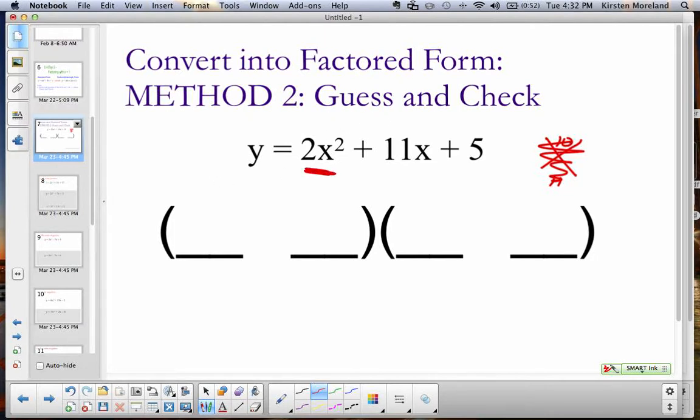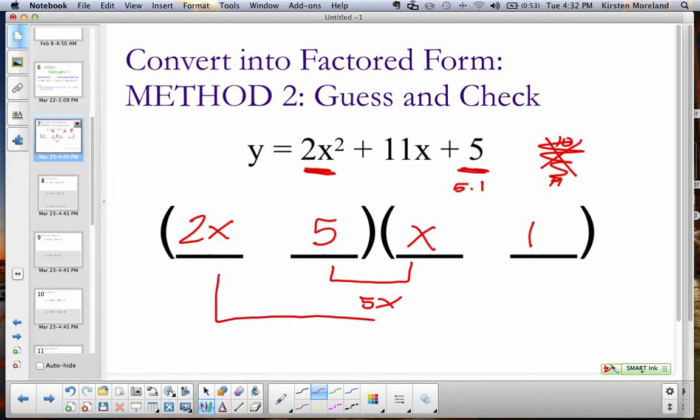So you first look at your first term and you say 2x squared. To get 2x squared, I need to multiply a 2x and an x. You look at your last term next and you say, okay, the options are 5 times 1 and that's it for 5. So you could put the 5 here and the 1 here. You would multiply these two together and get 5x, and you would multiply these two together when you're foiling and get 2x. Check and see, does that add to your middle term of 11x?